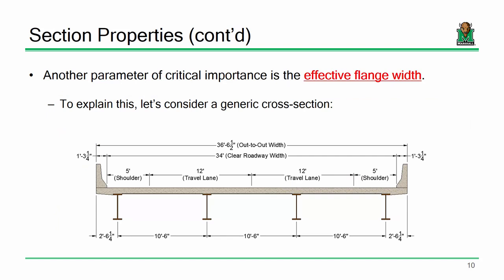Okay, so what I want to do is look at a generic cross-section for a bridge. I just wanted to use this for the purposes of discussion. So keep it simple. We've got two 12-foot lanes, two 5-foot shoulders. That's a pretty typical highway bridge in the United States. So I've got this cross-section here. There's nothing magic about it. This is just set up for the purposes of discussion.